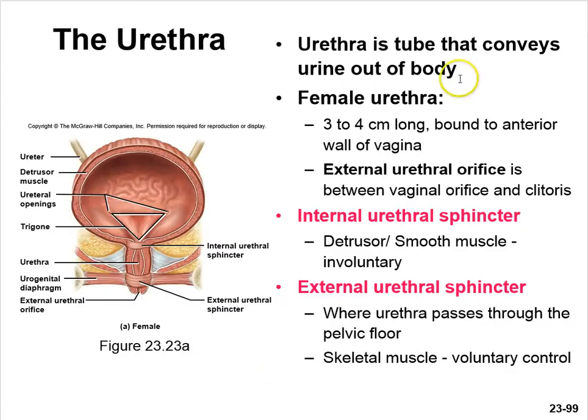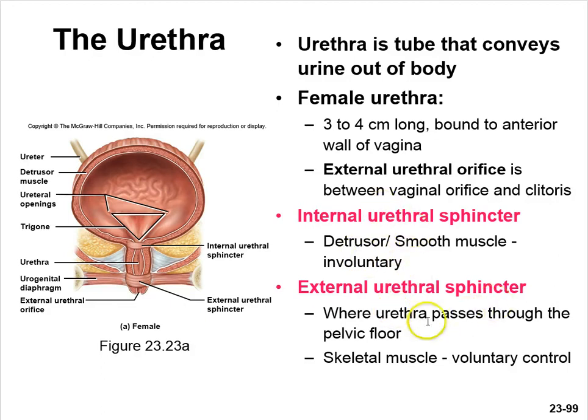The urethra is the tube that conveys urine out of the body. In a female, it's 3 to 4 centimeters long, bound to the anterior wall of the vagina. The external urethral orifice is between the vaginal orifice and the clitoris. The internal urethral sphincter is made up of the detrusor, which is smooth muscle, and it's involuntary. You do not have control over this one.